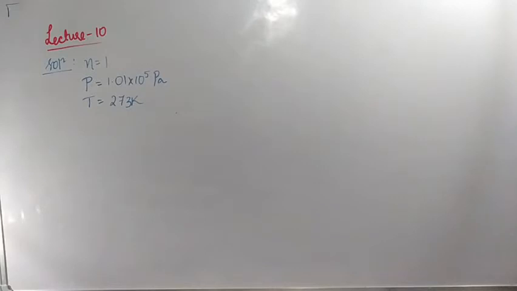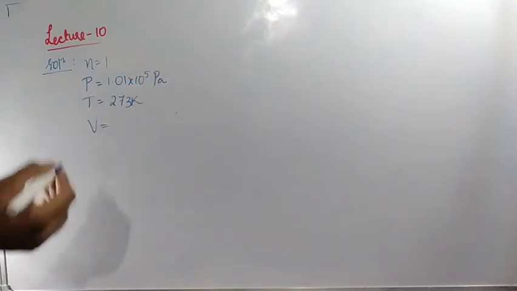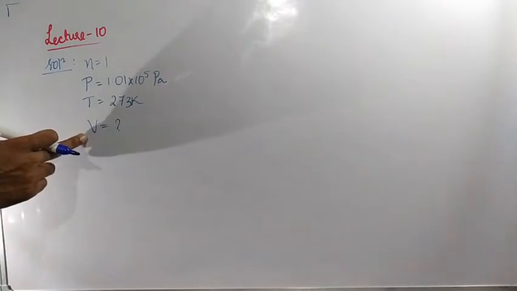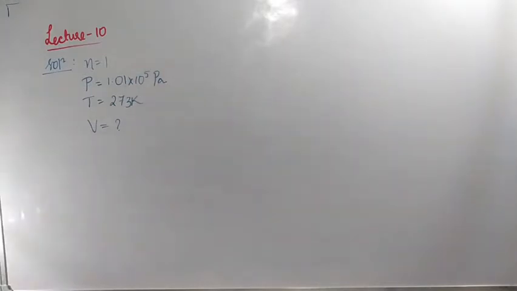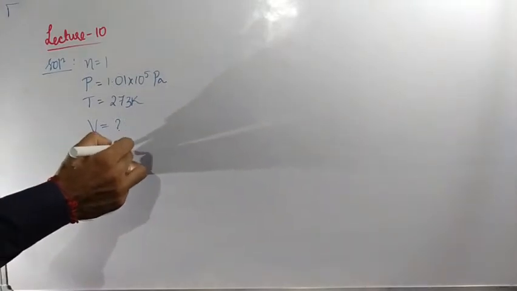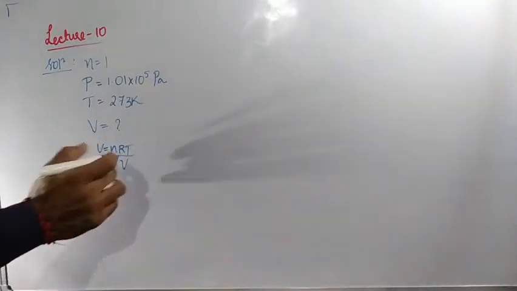Next, what do we have to calculate? Volume. The volume value we should get is 22.46, but right now we don't know the volume. Let us calculate the volume and cross check whether we get 22.46 liters or not. Clear? So which law can we apply? PV equals nRT. So from PV equals nRT, if I separate V, I get V equals nRT by P.